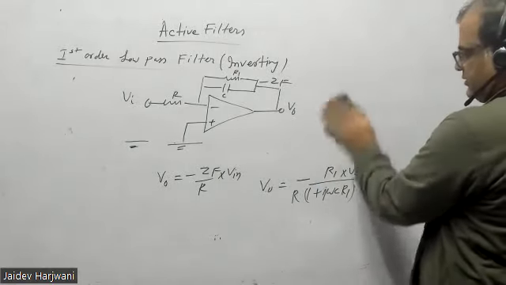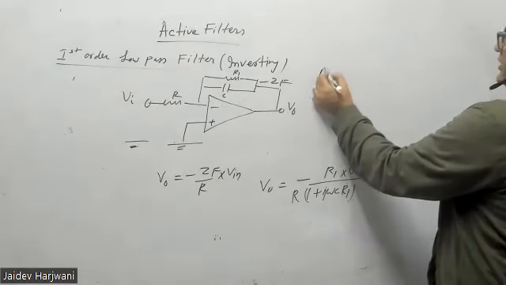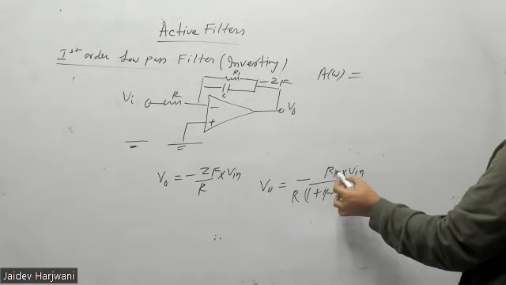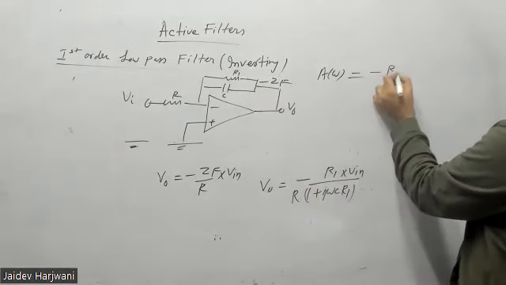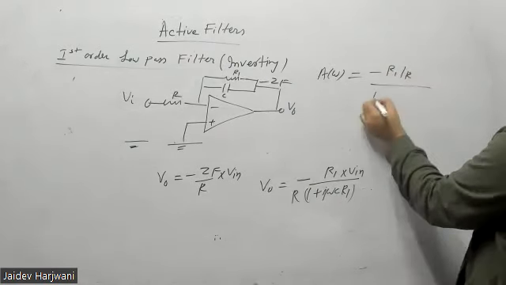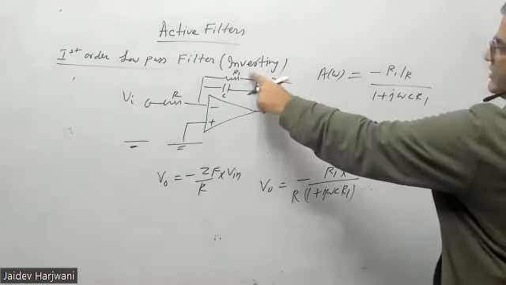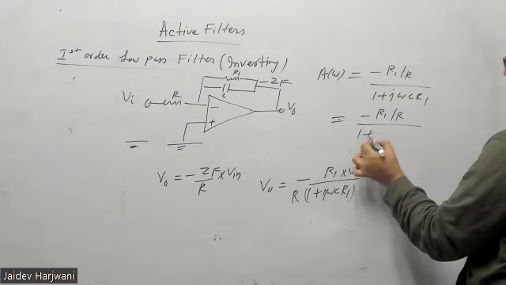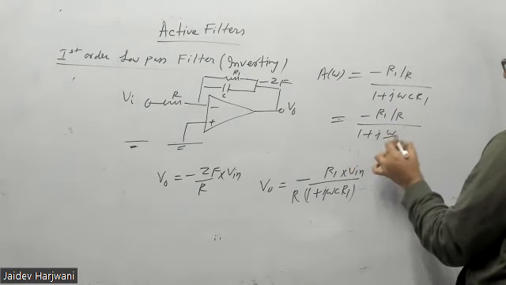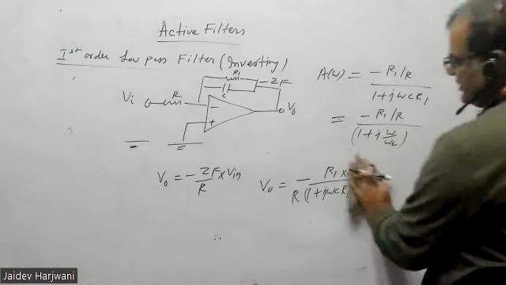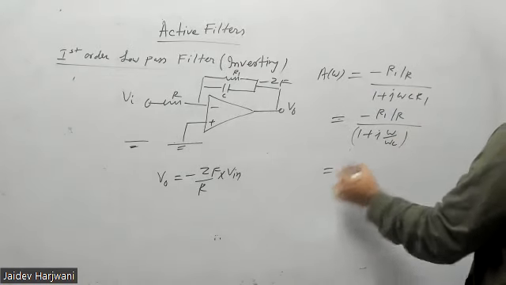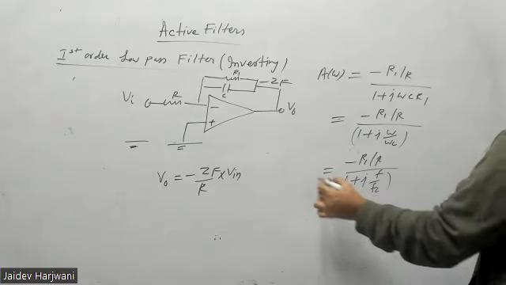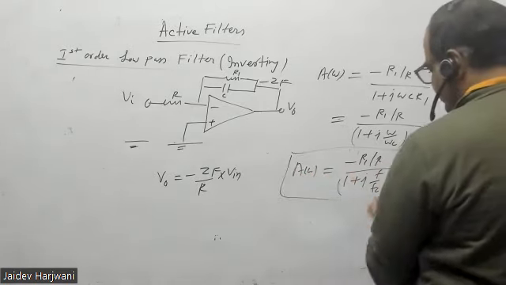Now V naught by V input is the gain, and this is R1 and this is R. So the gain is minus R1 by R divided by 1 plus j omega C R1. You can write this as minus R1 by R upon 1 plus j omega by omega c. It is exactly the same expression as for the low pass filter. So minus R1 by R upon 1 plus j f upon fc is your gain as a function of frequency, and this is again a low pass filter.